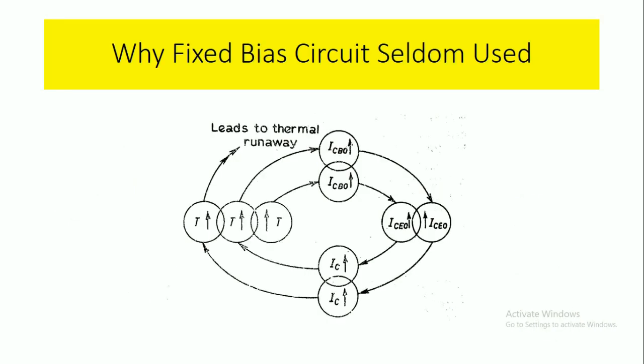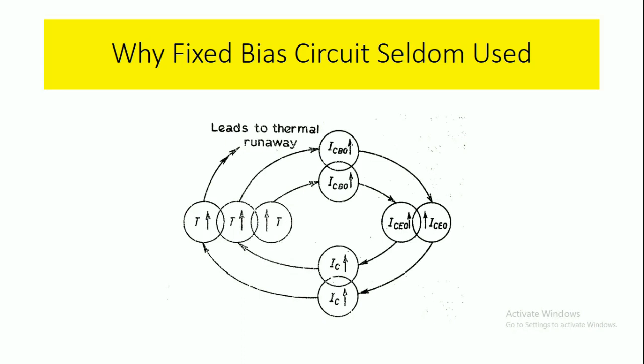This fixed bias circuit is not used generally, but it is a simple circuit. It uses very few components, only 2 resistors and 1 battery. So it is very easy to fix the quiescent operating point anywhere in the active region of the characteristics by simply changing the value of the resistance RB. So it provides maximum flexibility in the design, but it is not used.